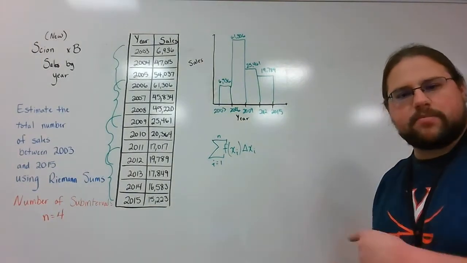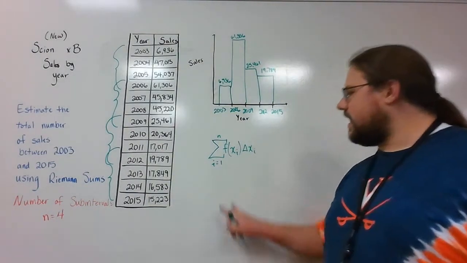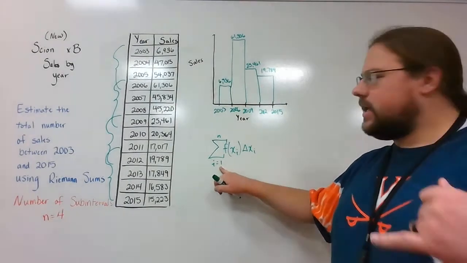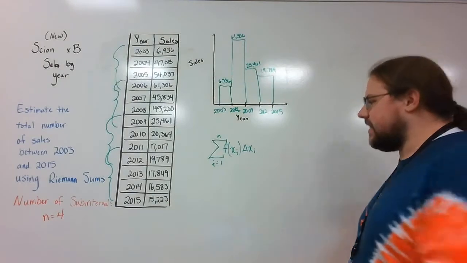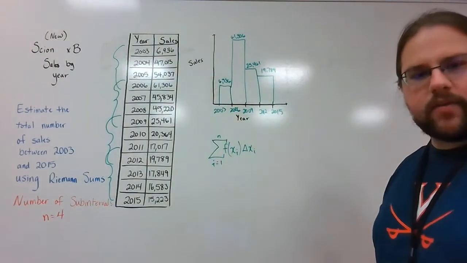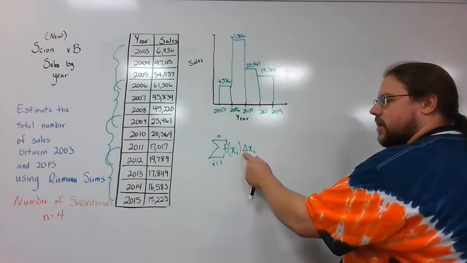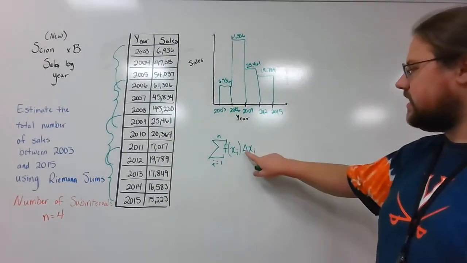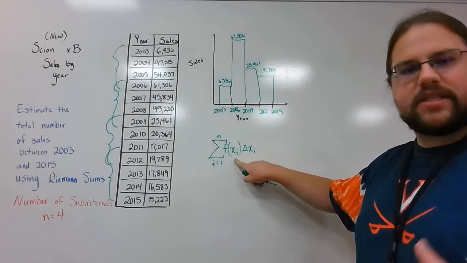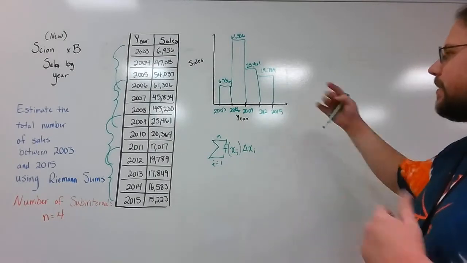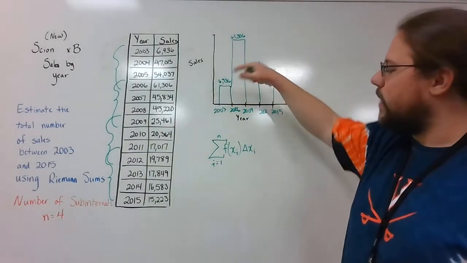So, that's my Riemann sum formula. It says, if I start with the first rectangle and go to my nth rectangle, which in this case is 4, I'm going to find the height of the rectangle and multiply it by the width of the rectangle. Now notice delta x is just representing the width, and f of x is representing the height.